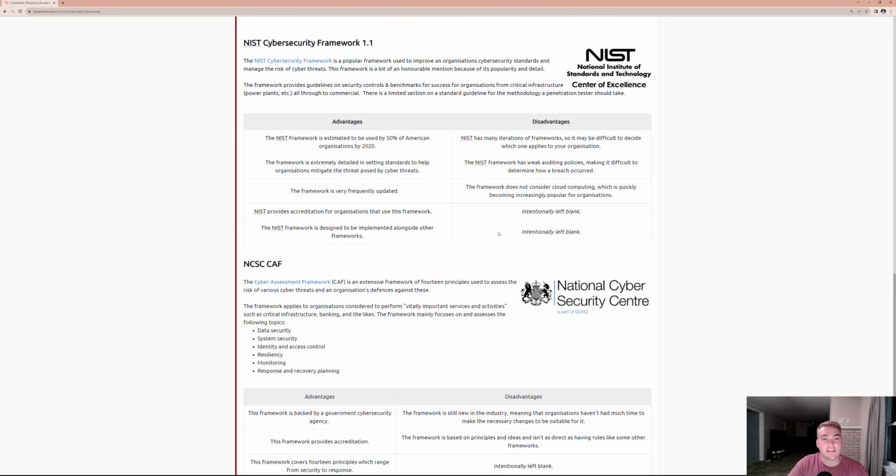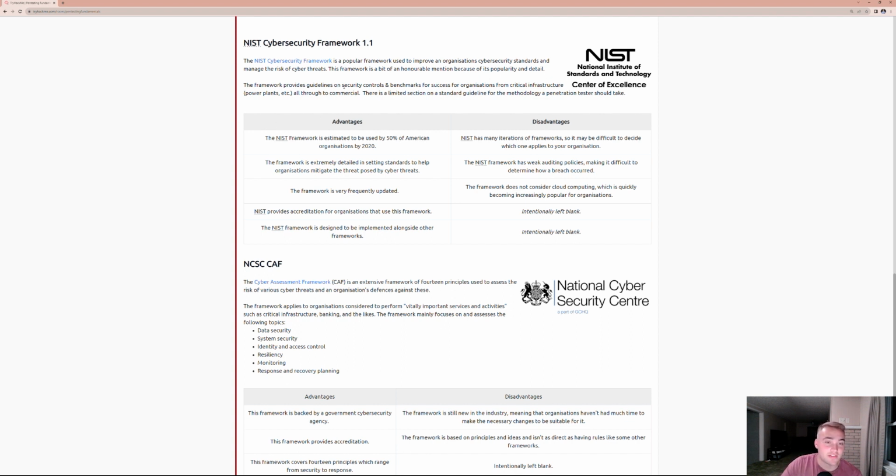So the NIST Cybersecurity Framework, which is the National Institute of Technology Standards, or Standards for Technology. I'm not sure exactly what it is, but it's something that the United States government does. Oh, it's right here. National Institute of Standards and Technology. So there you go. It is a popular framework used to improve an organization's cybersecurity standards and manage the risk of cyber threats. This framework is a bit of an honorable mention because of its popularity and detail.